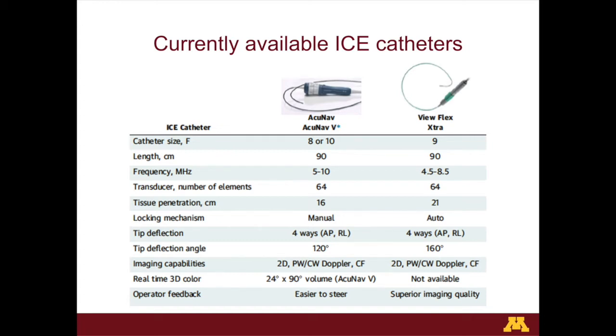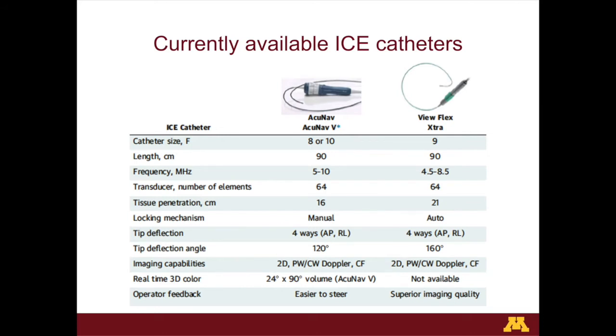The main difference in my mind is the VFlex Extra has a locking mechanism that's auto, so when you put in a flex or a turn, it just stays in that position, whereas for the AccuNav, you've got to manually lock it. They both have 4-way tip deflection, anterior, posterior, right, left. The VFlex Extra, however, has a deflection angle that is up to 160 degrees as compared to 120 degrees for the AccuNav. And AccuNav at least has a 3D version right now, but I'm sure VFlex Extra is not way behind in that regard.